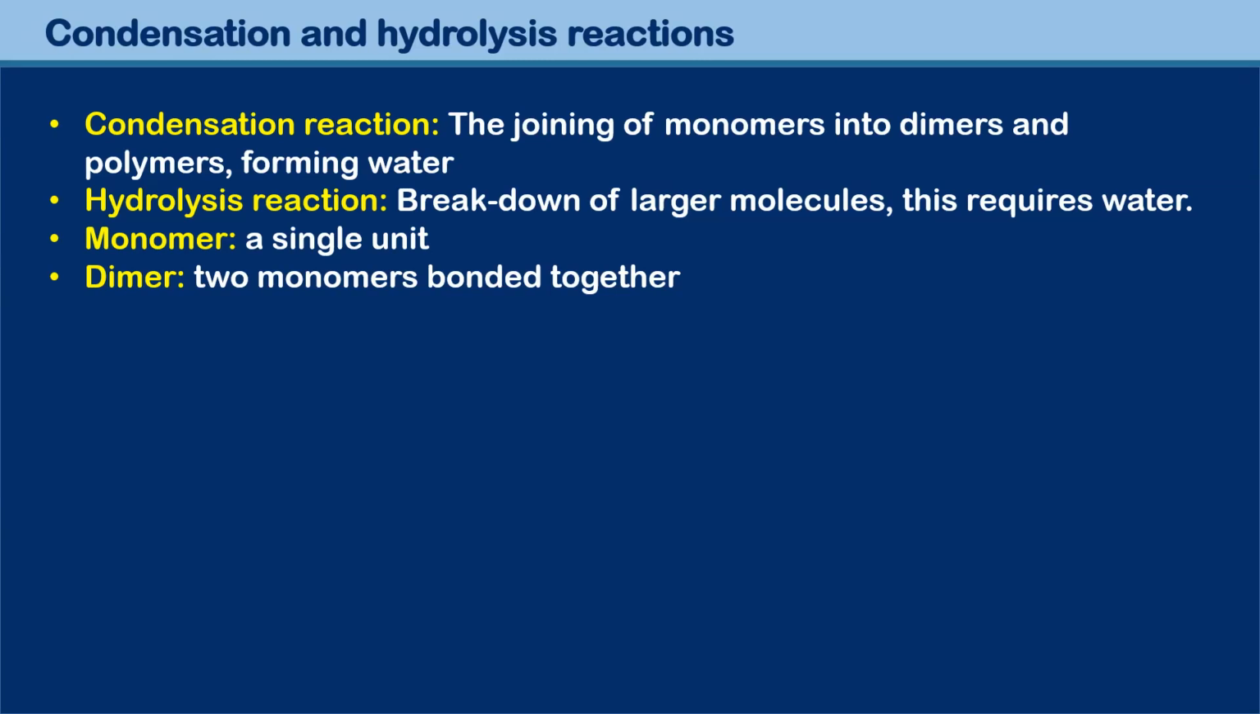Okay, what a pity. A monomer is a single unit. A dimer is two monomers bonded together. A polymer is a chain of monomers.